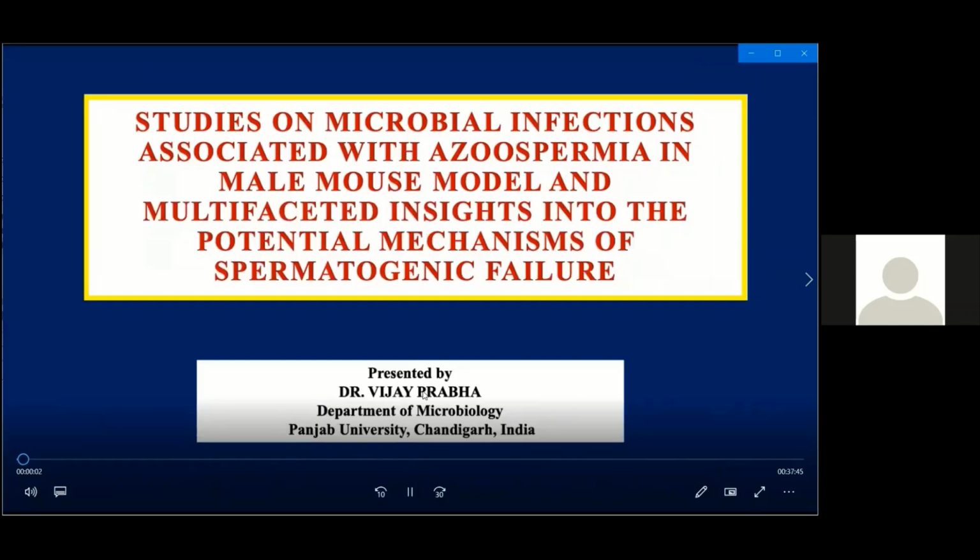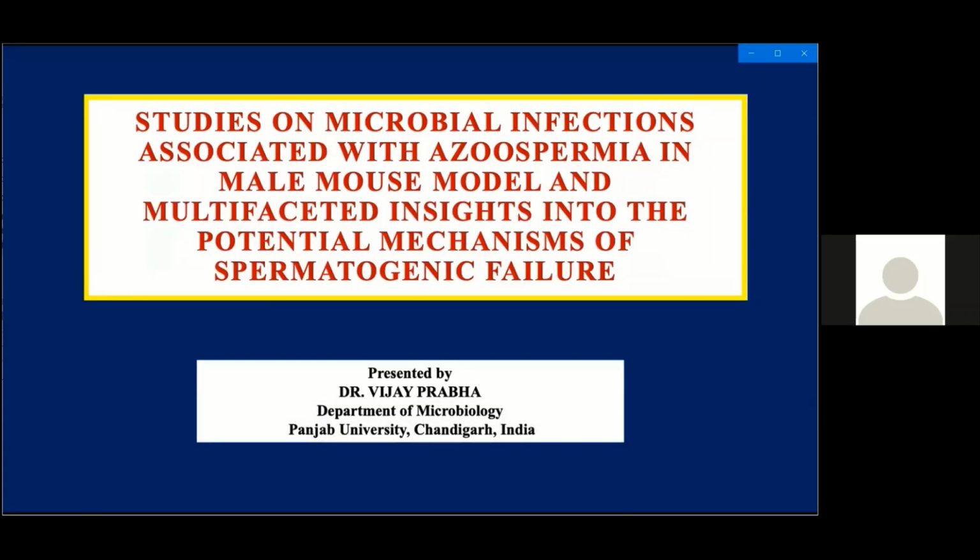Today I, Dr. Vijay Prabha from the Department of Microbiology, Panjab University, Chandigarh, India, am going to present my work on studies on microbial infections associated with azoospermia in a male mouse model and multifaceted insights into the potential mechanisms of spermatogenic failure.